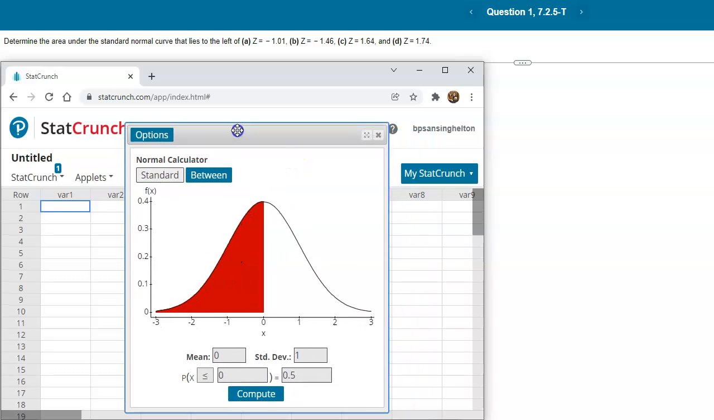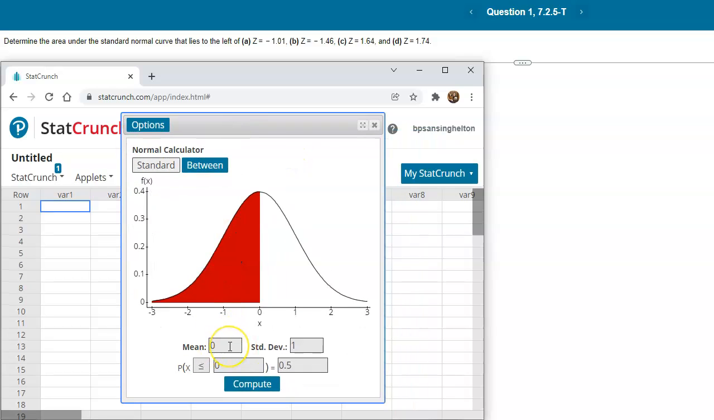So it defaults to the standard normal curve. The standard normal has a mean of 0 and a standard deviation of 1. If your data has a different mean and standard deviation, you would type it in, and then the curve would still be a normal curve, but it would be set up based on your mean and standard deviation.